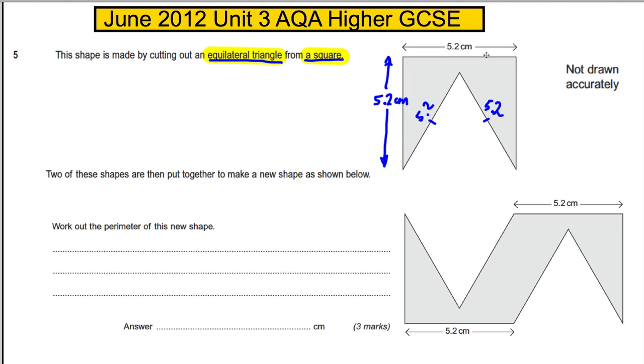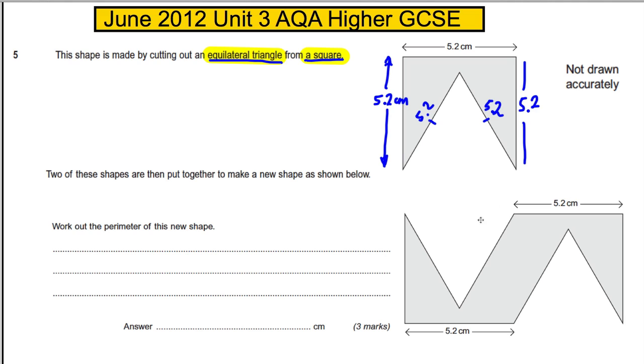Look, this is a square, so that's 5.2, that's 5.2, that's 5.2, and that's 5.2. If you cut out an equilateral triangle, then the base, since it's 5.2, the other sides being equilateral must also be 5.2. So therefore, the perimeter of this shape here, for example, is 5.2 multiplied by 1, 2, 3, 4, 5. Okay? So that's how you do that.